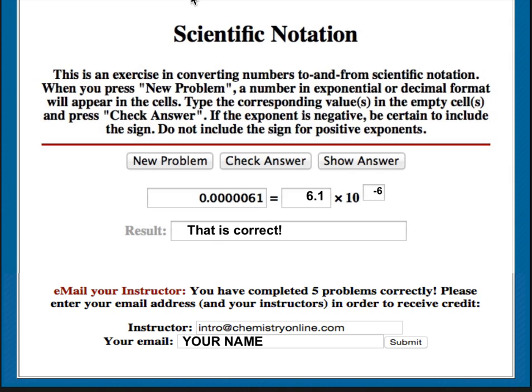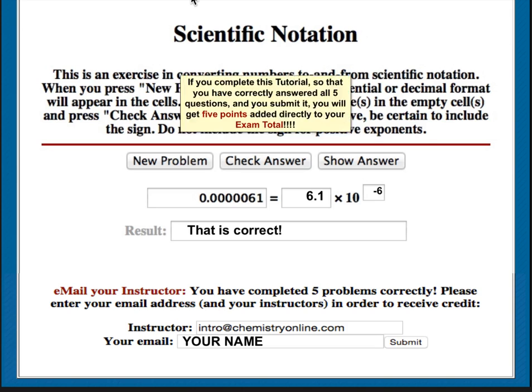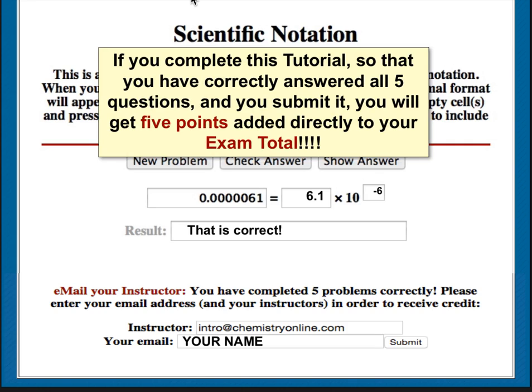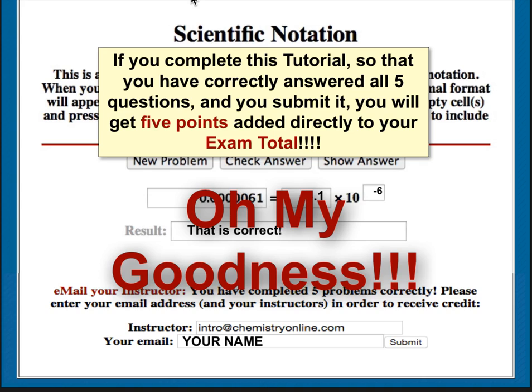Down here where it says your email, you can put in your Triton email that has your full name in it, or you could just type in your name. Doesn't matter. This will go to me in a special box, and I will look at it and give you credit. What kind of credit? For every tutorial that you complete out of the assigned ones, you will get 5 points added to your first exam. Oh my goodness. Talk about a game changer, right?